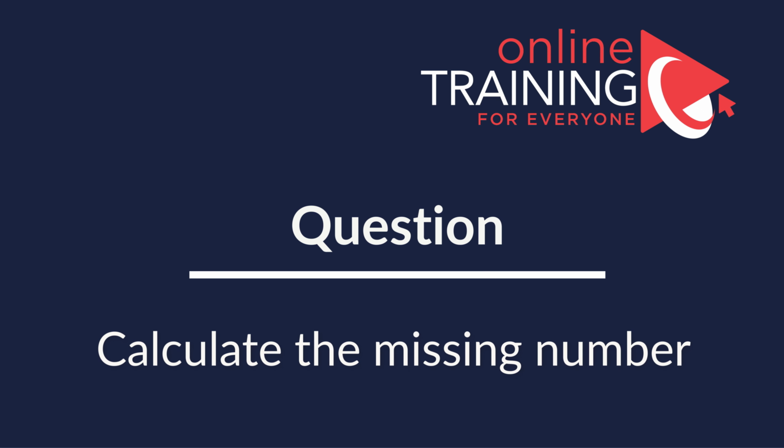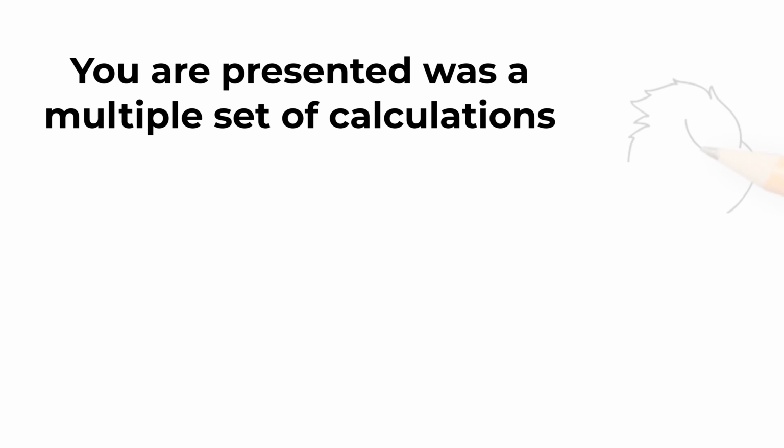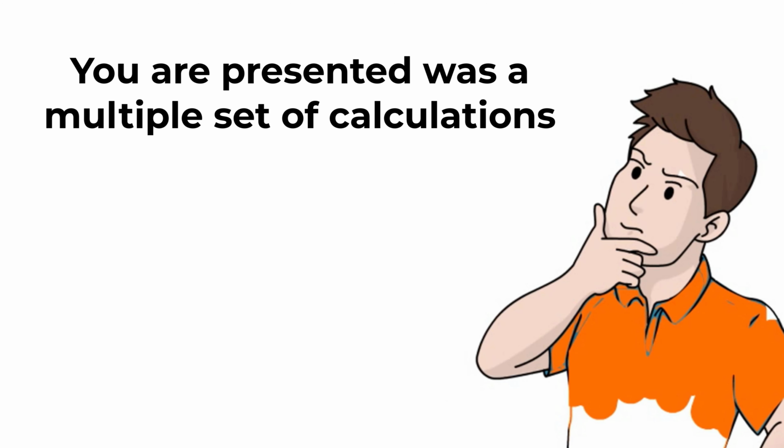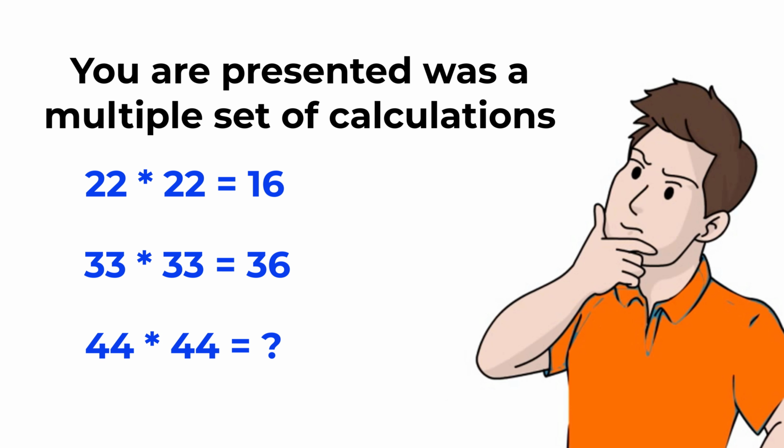You're going to love this problem because it is so confusing. You're presented with multiple set of calculations. In our case, we have 2 full calculations, and one calculation is missing the final value. The first calculation is 22 multiplied by 22 equals 16. Second calculation is 33 multiplied by 33 equals 36. And then the last calculation is 44 multiplied by 44 equals question mark.